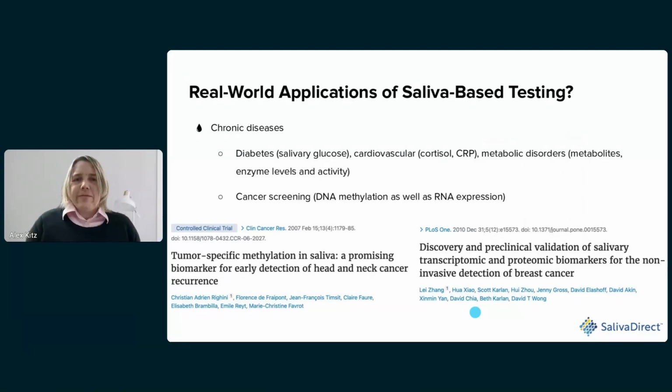So one thing I want to point out here, and that will come back later too, is that these publications have been done more than 15 years ago, or 15 to 20 years ago. So we have the knowledge of RNA expression profiles for a variety of cancers in saliva, but it never translated into the diagnostic space.